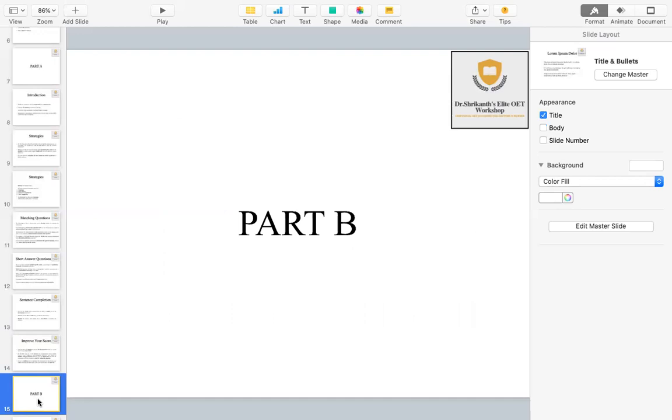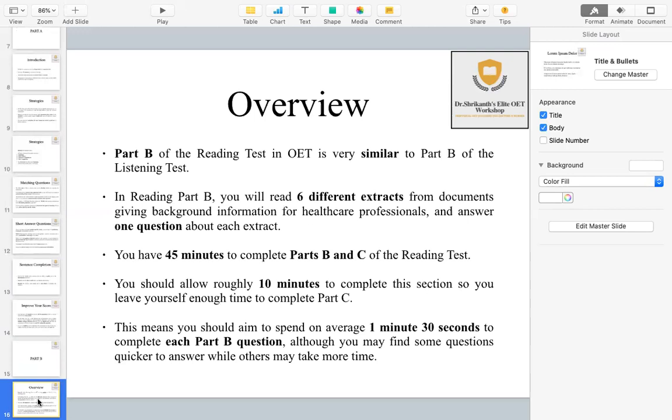Now, once part A is over, they snatch away your question paper booklet, and then they will provide you with your part B question paper. For parts B and C, you'll have 45 minutes. So 15 minutes for part A and 45 minutes for parts B and C, which makes in total about 60 minutes. Let me give you an overview regarding part B of the reading test.